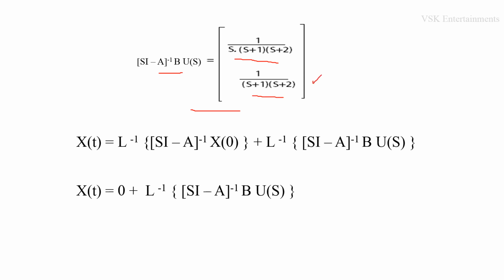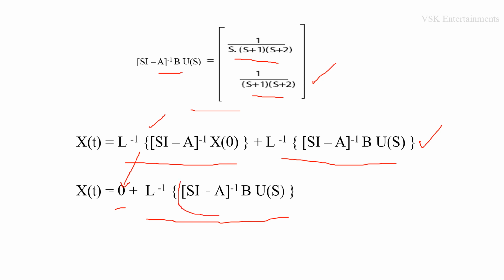Now substitute this and the ZIR in the complete solution, that is x of t. In x of t, this is the ZIR, zero input response, and this is the ZSR. We already got the ZIR value is 0, so in place of this term we substitute the ZIR value. And this is the ZSR, inverse Laplace transform of (sI − A) inverse B into U of s. We already got the result of this term. Now we substitute this value in this equation for finding the solution. After substituting, we apply the inverse Laplace transform.